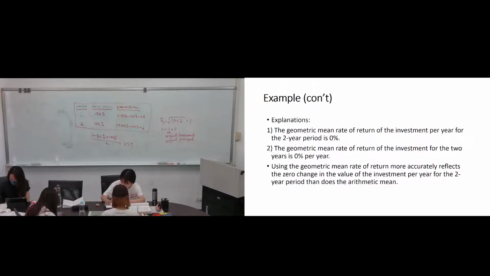So the geometric mean rate of return of the investment per year for the 2-year period is 0%. In other words, the geometric mean rate of return of the investment for the 2 years is 0% per year. And this geometric mean rate of return more accurately reflects the zero change in the value of the investment per year for the 2-year period than does the arithmetic mean rate of return. Questions?